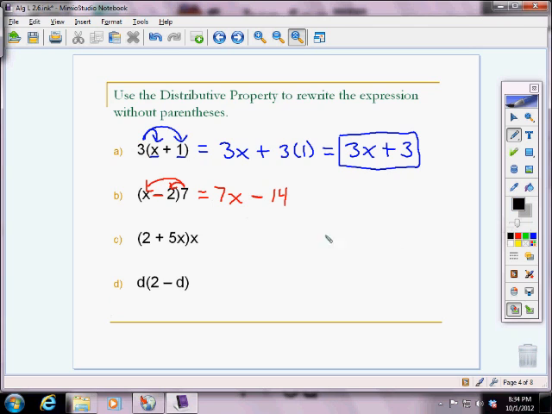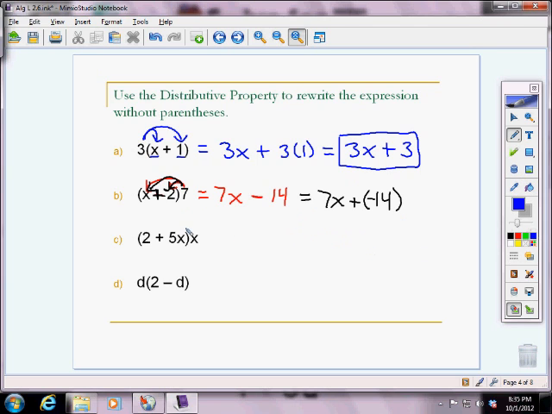If you like to think of this in terms of changing everything to addition when it's subtraction, that's not a bad idea. If you go keep, change, change, you would get 7 times x plus 7 times a negative 2, which is a negative 14. And remember, subtracting 14 is the same thing as adding the opposite of 14.